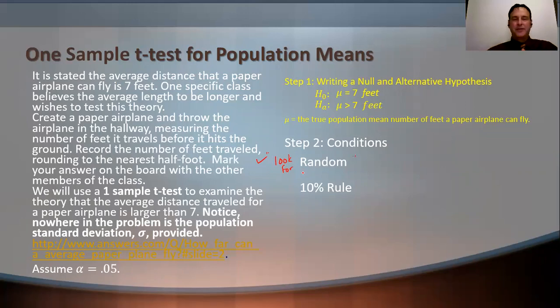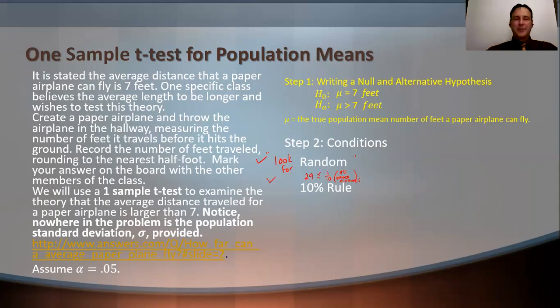Remember, 10% rule means you take your little n. Now, some of you would wonder, how many people were in your class? I actually had 29. So 29 is less than or equal to 1/10. Well, basically, this is all paper airplanes. So are there more than 290 airplanes made on this planet? Definitely so. All right, so that one's satisfied.